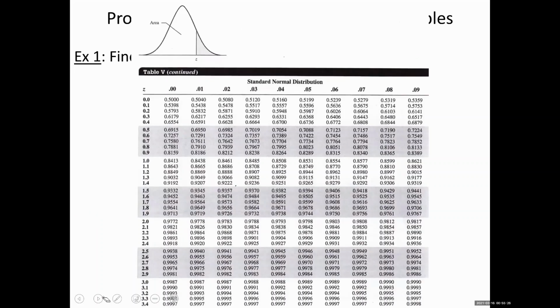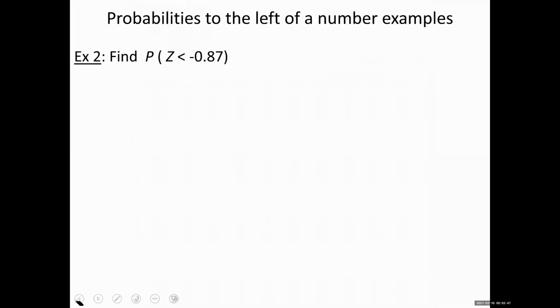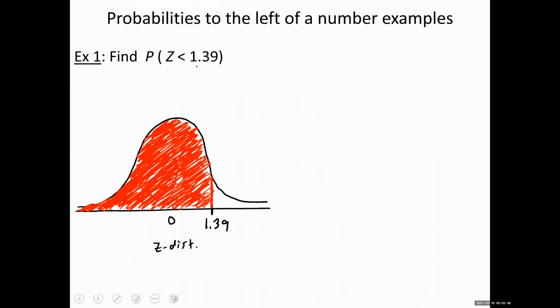Here's the positive side of the z table. Let me just show you real quick. Notice all the numbers here in the left column are positive. Let me go forward a couple of slides real quick. This one, all the numbers in the left column are negative. So you pick the page you need. We need the ones that have positive numbers because the number we're looking up is a positive number. So we'll go back. The number we're looking up is 1.39.